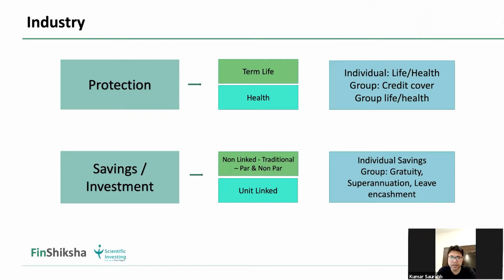The ULIP margins will be very low, while your term insurance margin will be maybe 20 times higher, because it may work on a 40-50% plus margin, whereas ULIPs may work on a 2 to 5% kind of margin. Your participating and non-participating may lie somewhere in between.